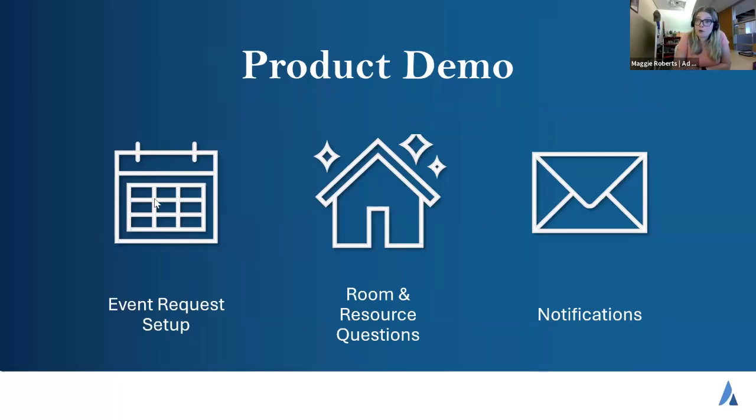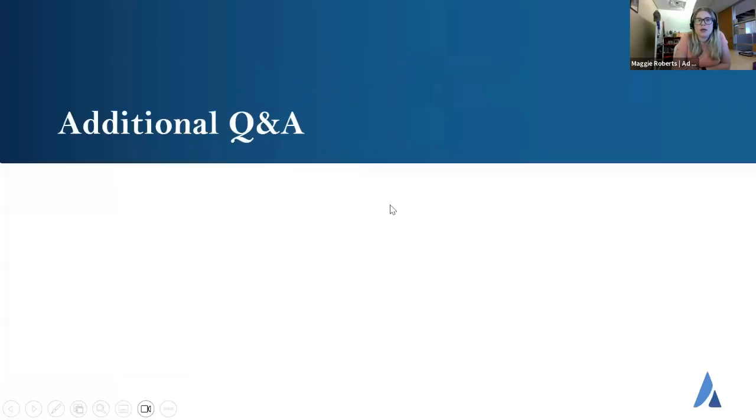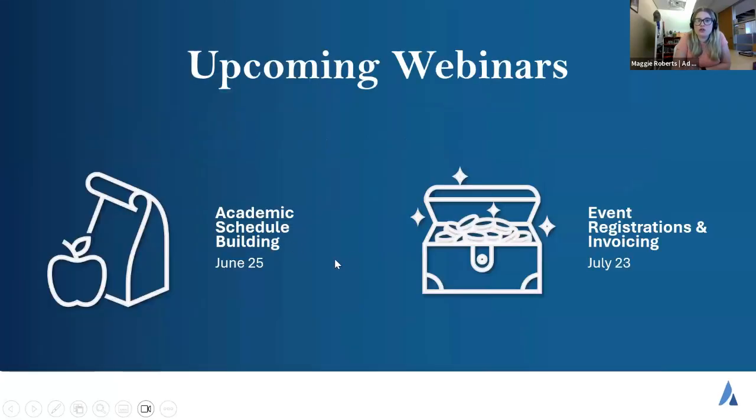So again, we went through the event request setup, the global setup, the room and resource questions, as well as the notifications. And then we looked at how to approve those events as well. Charlie's going through that additional Q&A.